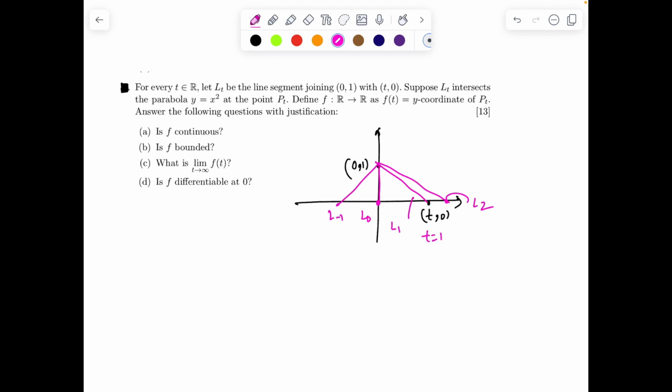Suppose L_t intersects the parabola y equals x square. So now we have y equals x square as this, at the point P_t. So this point is P2. We have this beautiful point P1, P0, P minus 1, and so forth. Define a function f from R to R as f(t) equals the y coordinate of P_t. It means we want the y coordinate, meaning these heights. So for any location, the function will give the corresponding point. The function takes each point P_t and returns its y coordinate.